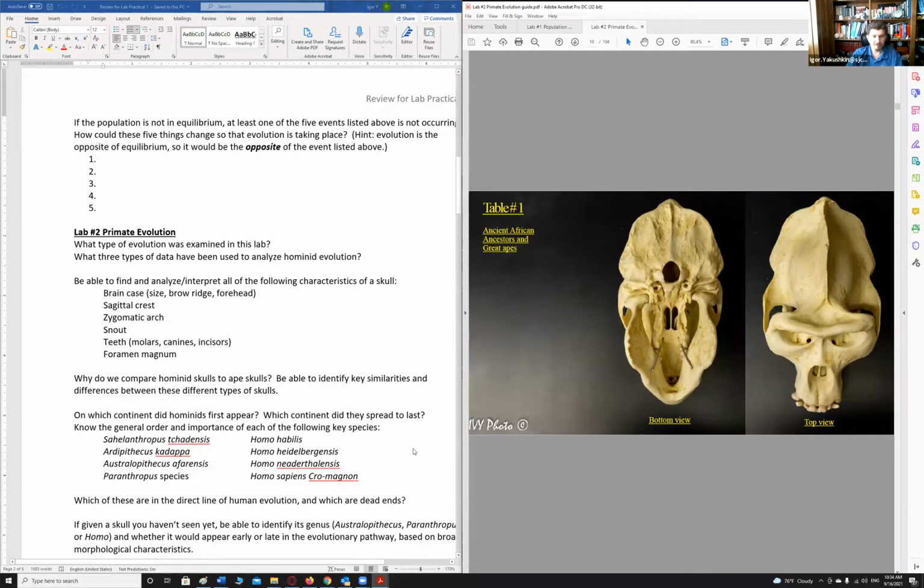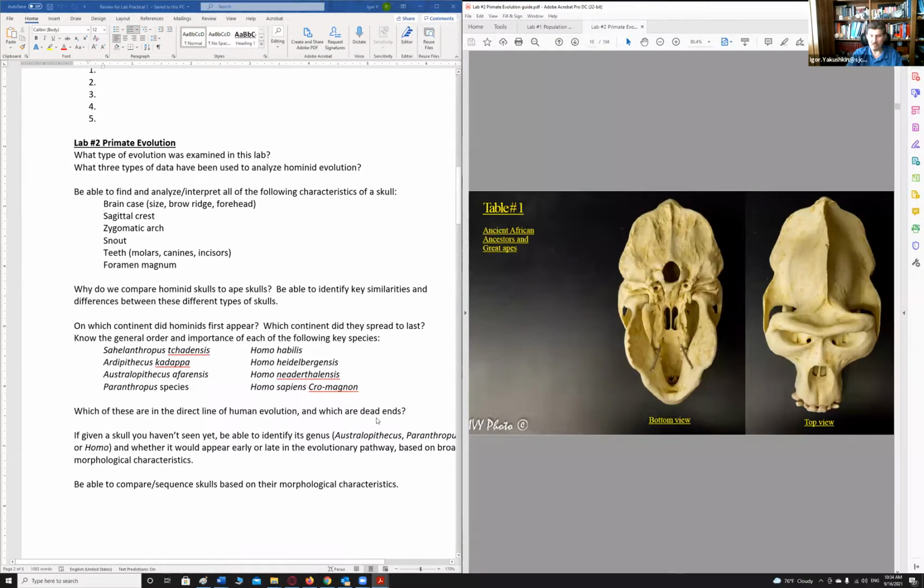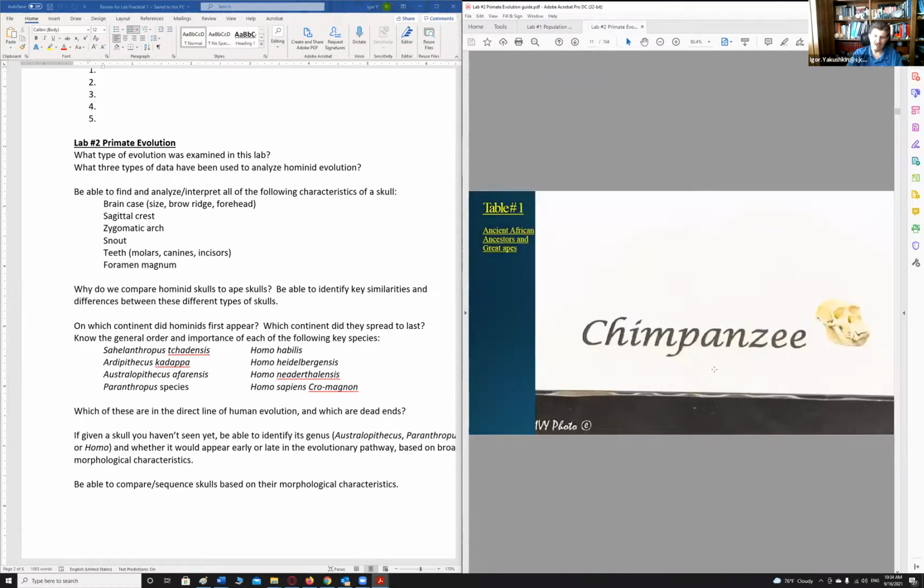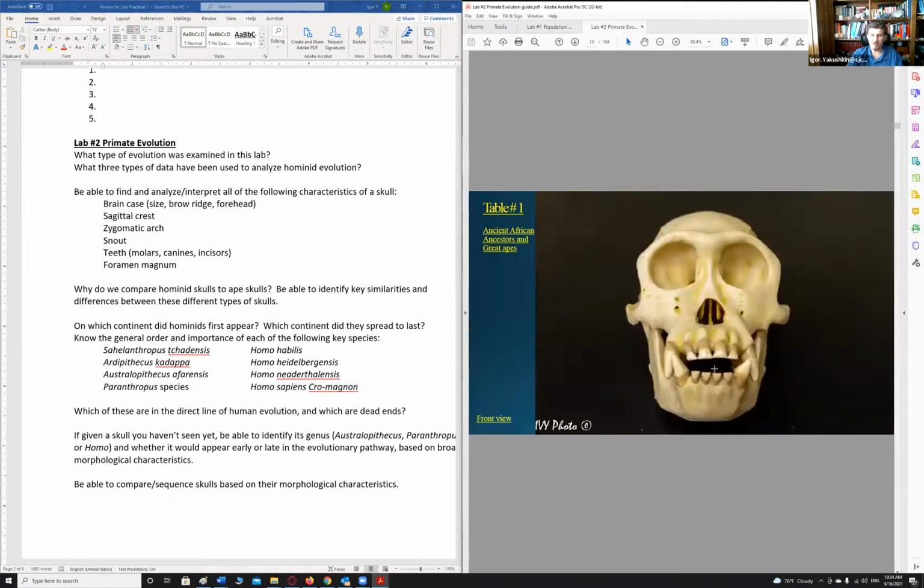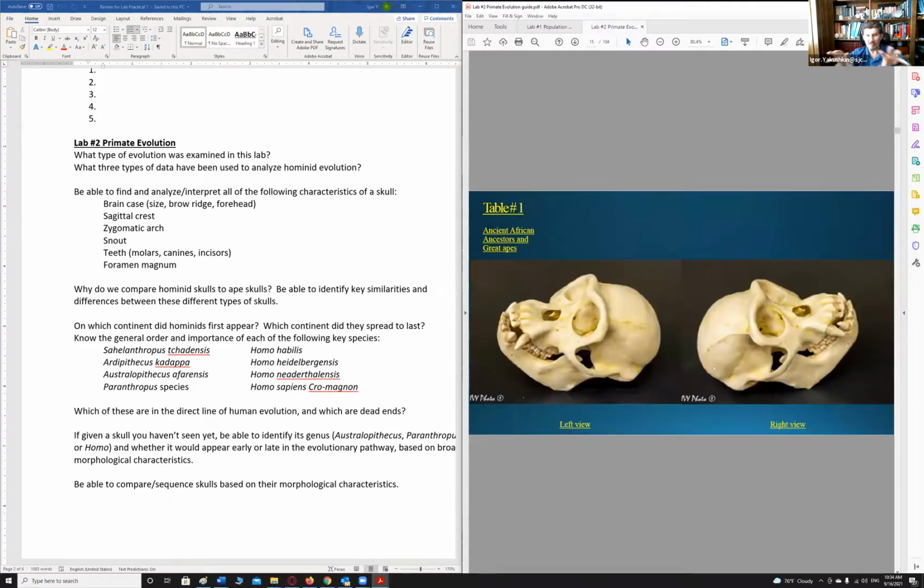Regarding those particular species, make sure you know the skulls, how the skull looks, and you will be able to approximately place it into the timeline. I mean, this one is older, this one is the middle, this one is younger or the youngest one, right?